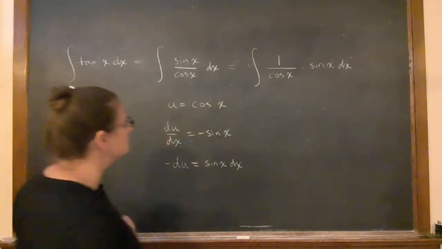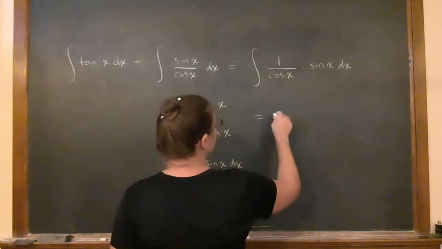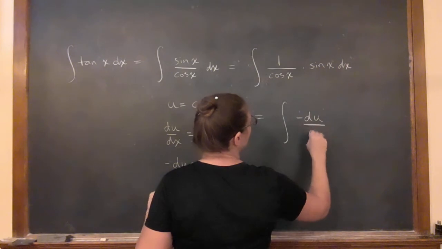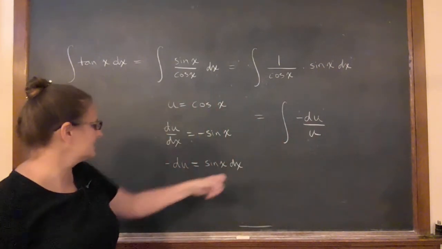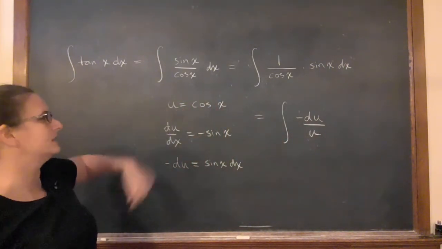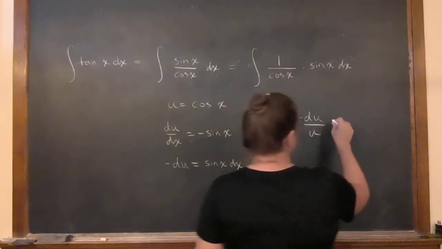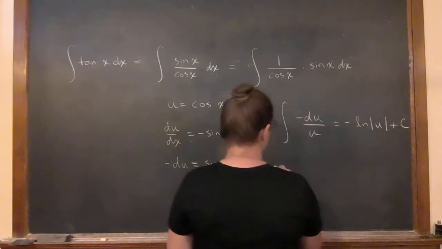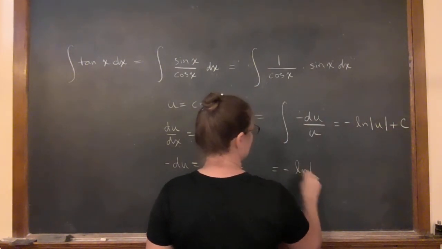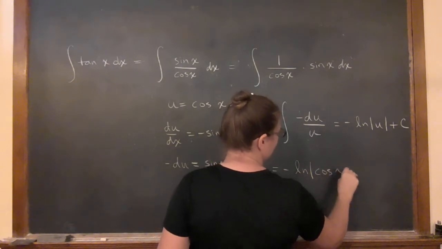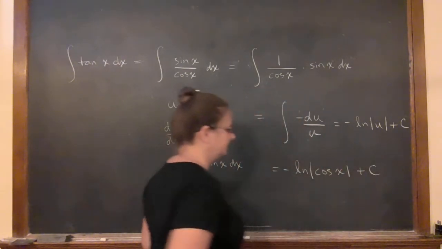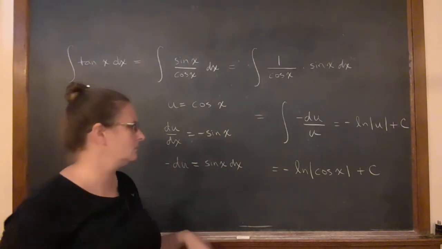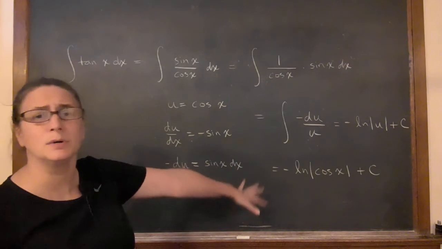Once I make my substitutions, you can immediately see it as minus du over u, right? Because sine x dx is minus du and the cosine is u. So this is minus natural log of u. So your answer is minus natural log of cosine x plus c. You can leave it like that. Now your book, I think, changes it to secant, right? You don't have to. This is perfectly fine.